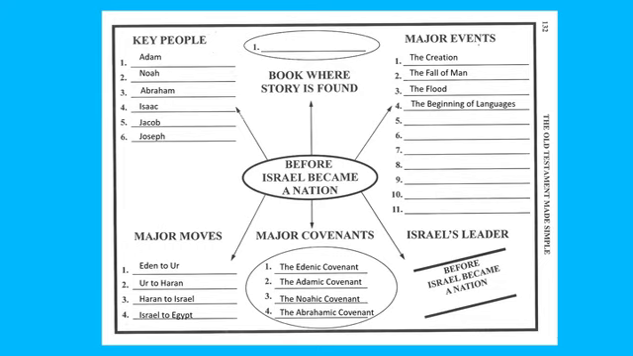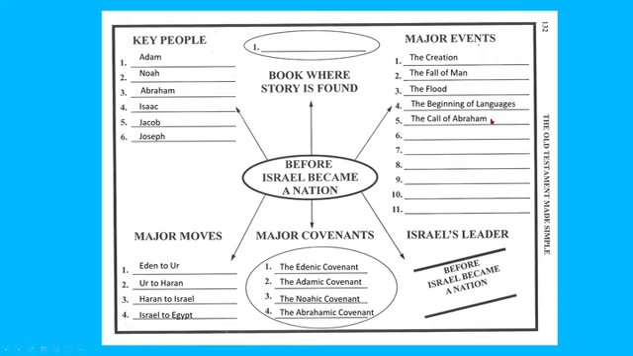Then we have the beginning of languages, which is the Tower of Babel, believed to be in and around the ancient Babylon that we talk about in the Bible. So the beginning of languages occurred at the Tower of Babel. God came down and confused their languages and moved them to all parts of the world.